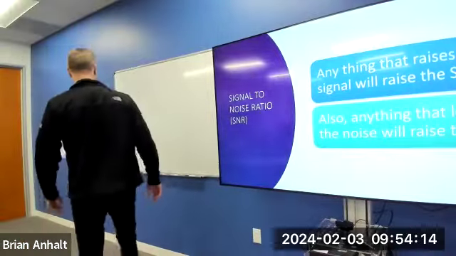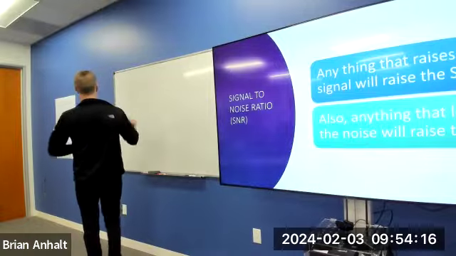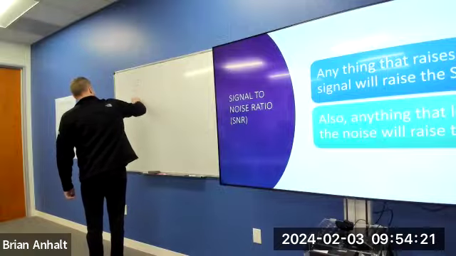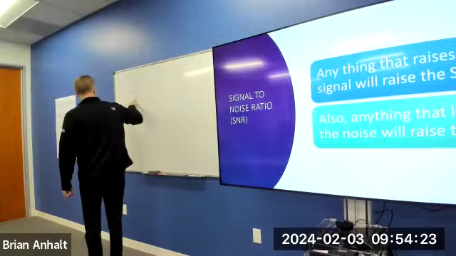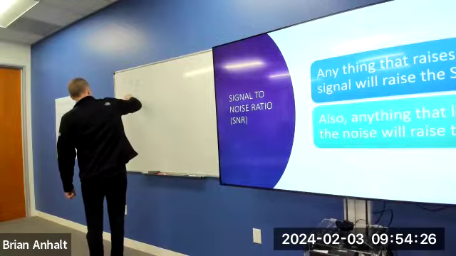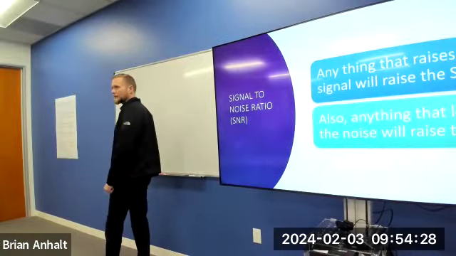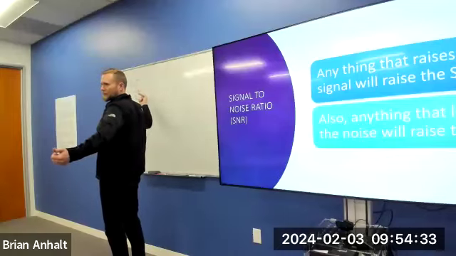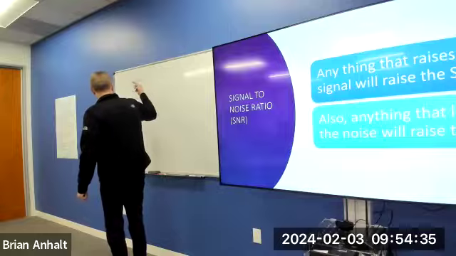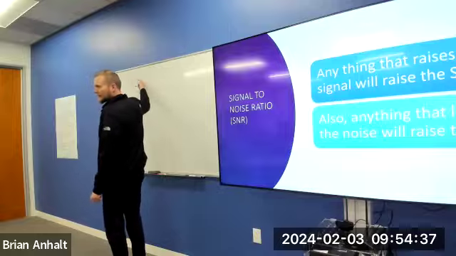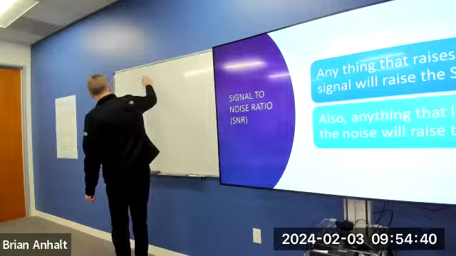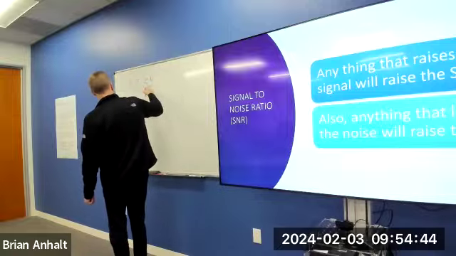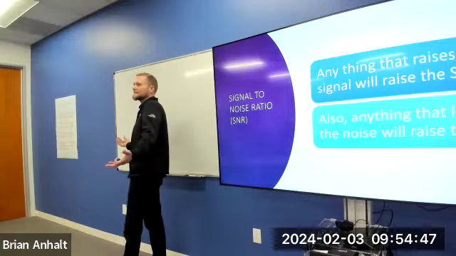Think about it in terms of math. Let's say I have 2 signal and 4 noise, right? S divided by noise, signal divided by noise, that's the ratio. This basically is 1/2, right? 2 divided by 4 is 1/2. Obviously, if I raise this, it's going to be higher, right? So if I raise my signal to 4, I didn't touch my noise, 1 is greater than 1/2, right?